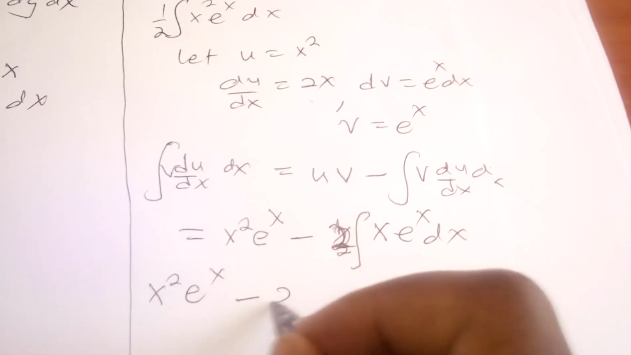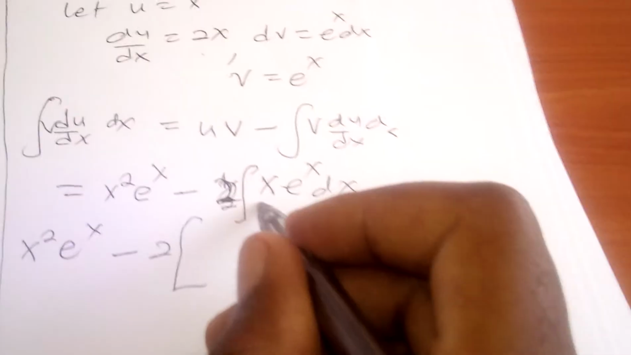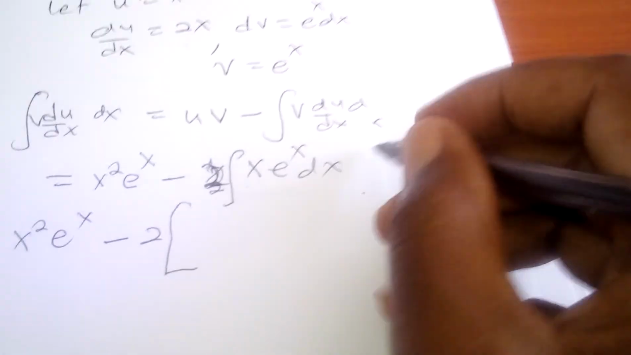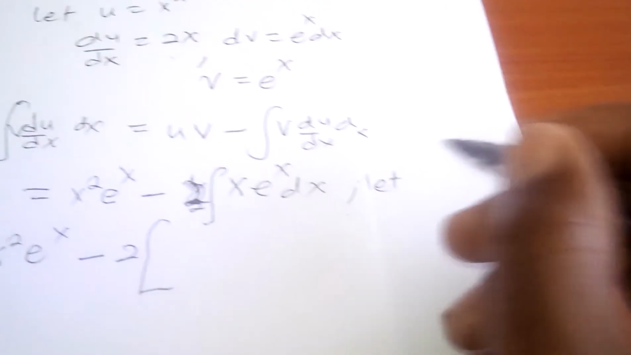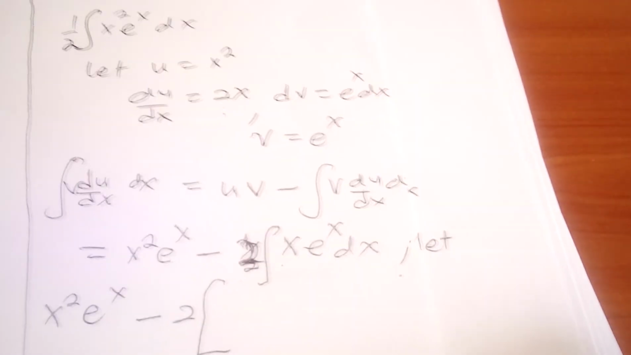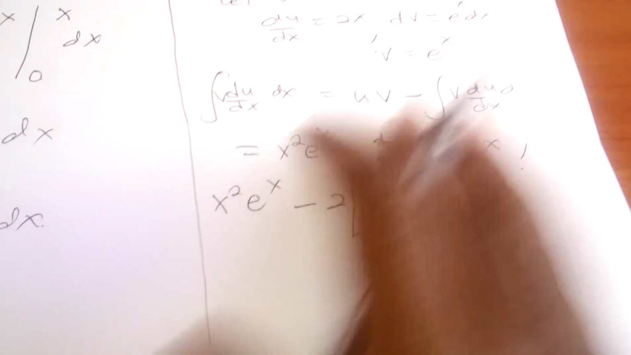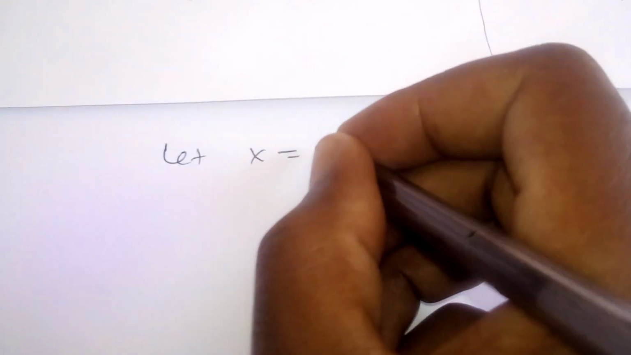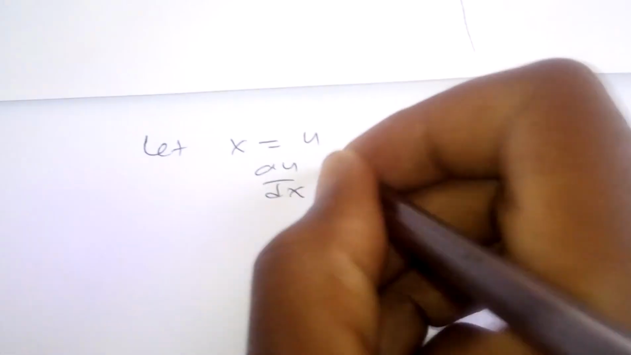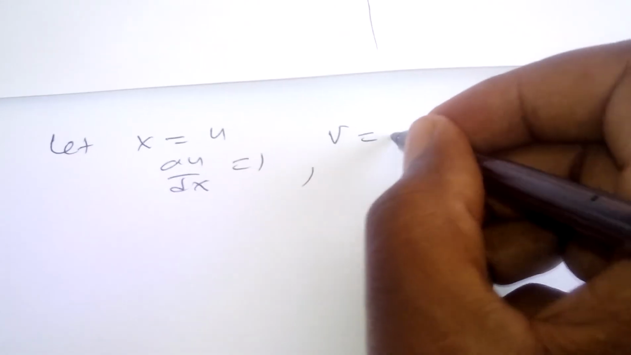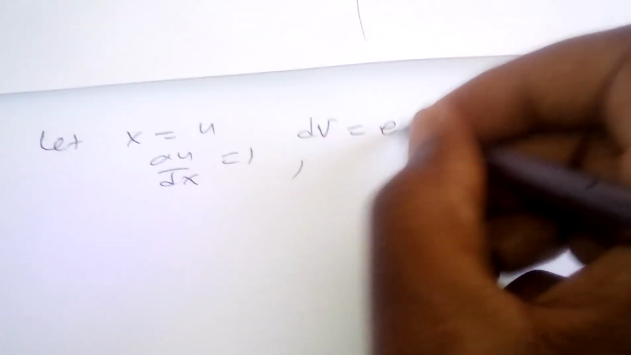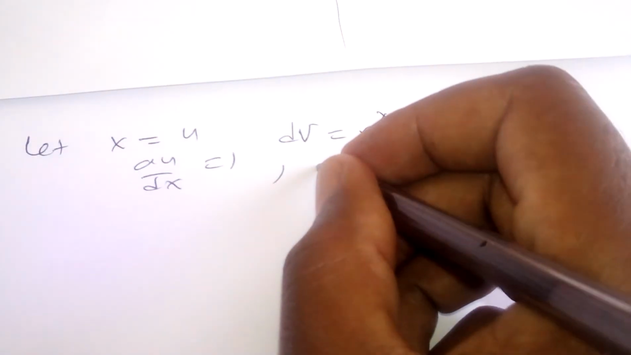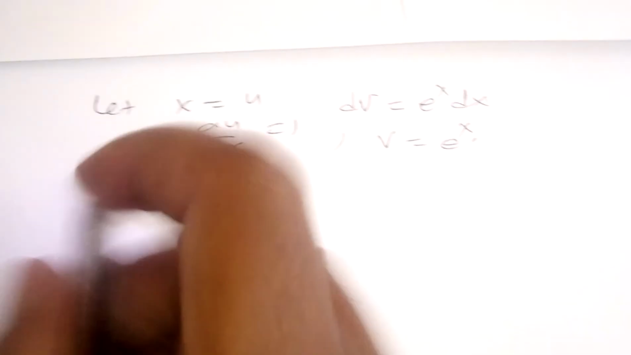We have minus 2. Again, we can let, let's say, x equal to u, so du dx is 1, dv is equal to e to power x dx, therefore v is equal to e to power x, right?